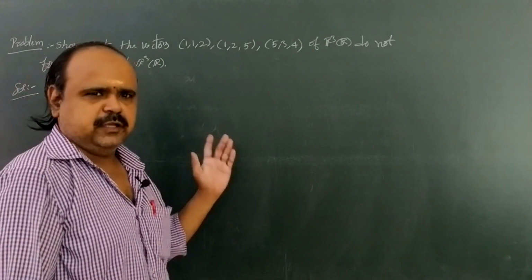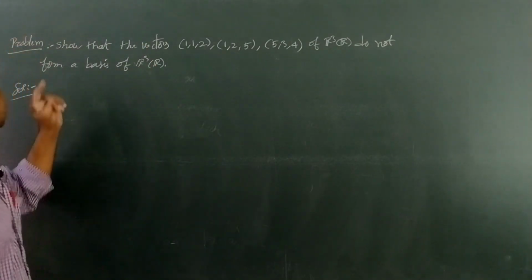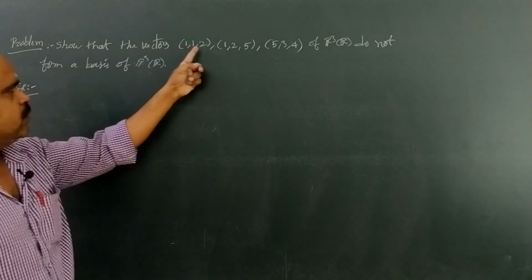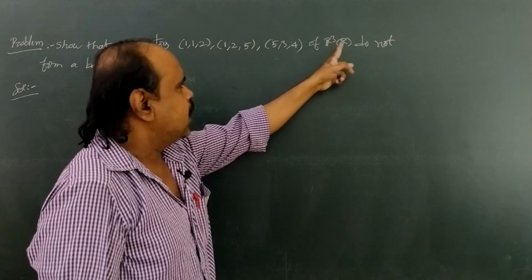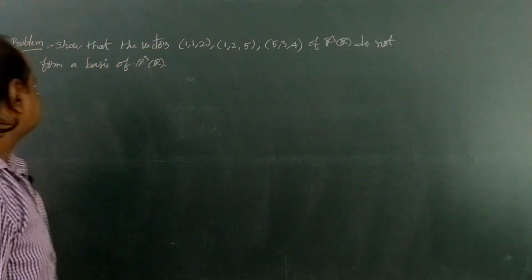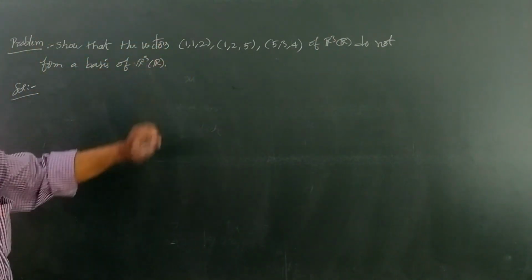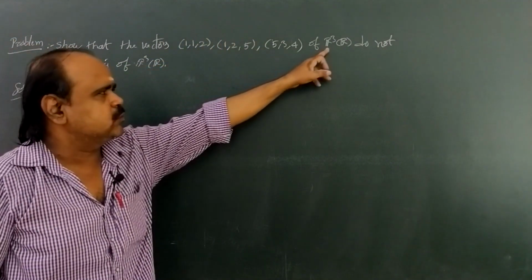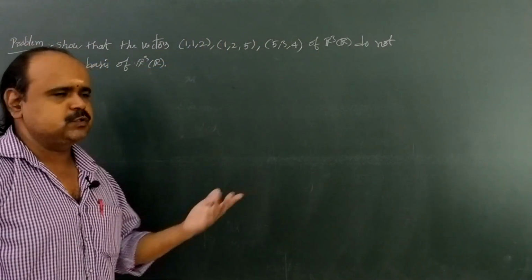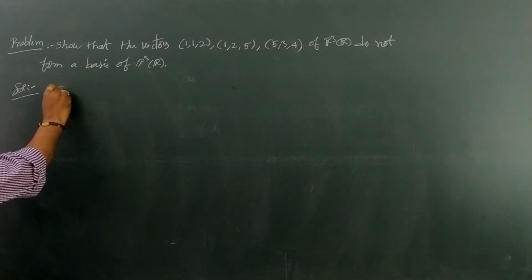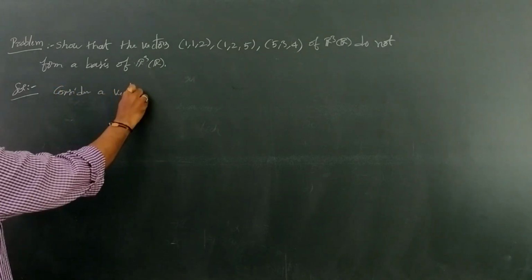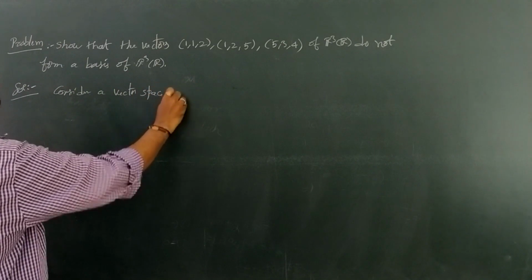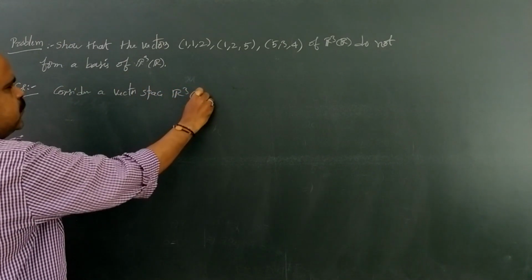Okay, see another problem. Show that the vectors (1, 1, 2), (1, 2, 5), (5, 3, 4) of R cube do not form a basis of R cube of R. We have to prove that these three vectors are not a basis of R cube. Come to the solution. Consider the vector space R cube of R.